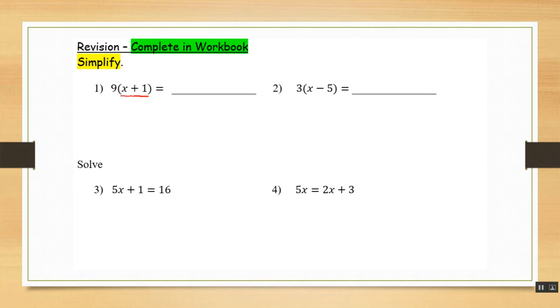We have 9 lots of x plus 1. So we've got 9 lots of x and 9 lots of 1, which is 9x plus 9. So multiply both numbers by 9. This one, same thing, 3 times x, take away 3 times 5, which gives you 3x minus 15.